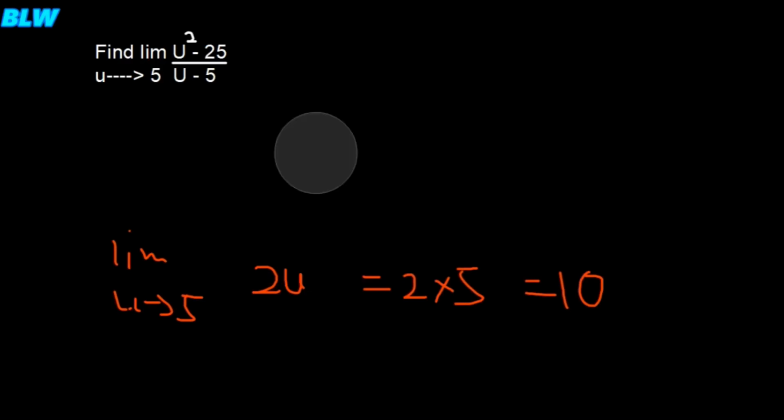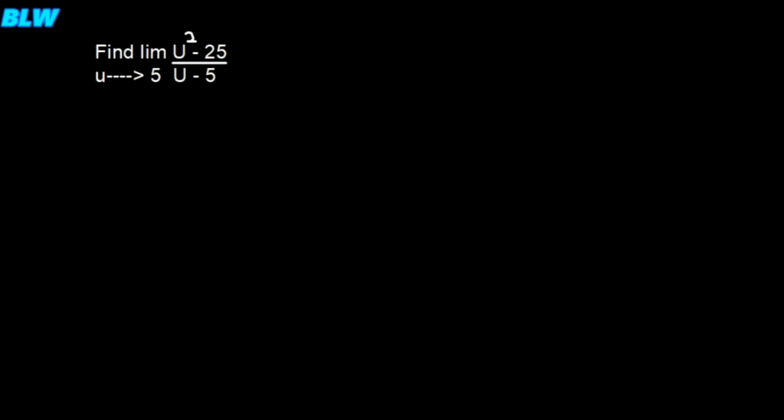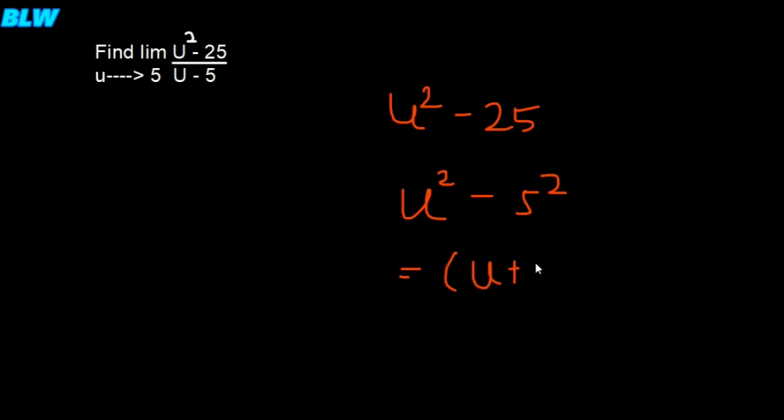Now let's look at how to apply the transformation. Looking at the top, I have u to the power 2 minus 25. I can write this as u to the power 2 minus 5 to the power 2. Then I have a difference of squares, so this will give me u plus 5 and u minus 5. This is what I'm going to use now.